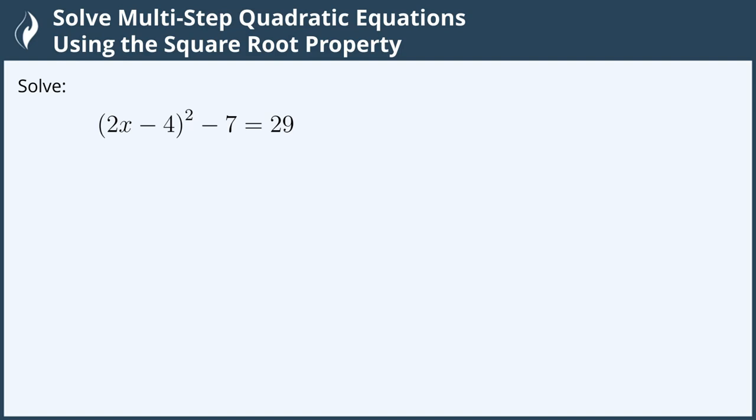Hi everyone! In this video, we will solve multi-step quadratic equations using the square root property. Solve the quantity of 2x minus 4 quantity squared minus 7 equals 29.